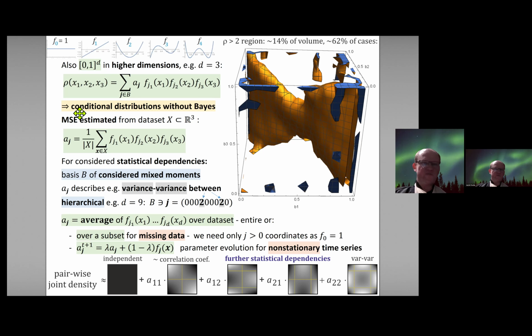Also, I have mentioned the static estimation, but you can also use evolving estimation. Just replace the average with an exponential moving average. Now we have literally not one density, but one that evolves in time, and we can look at its evolution.